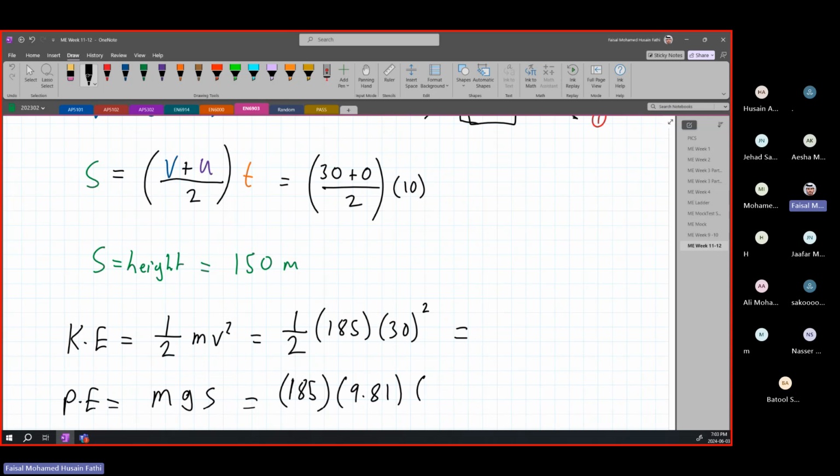Actually, it's not 9.81. It is 1.6, because we're talking about the moon. So our potential energy is also going to change. And the height, S, which is 150 meters. Put these both in the calculator and you have found your energy. So this is going to be 83,250 joules. And that one is going to be 44,400 joules. Clear?